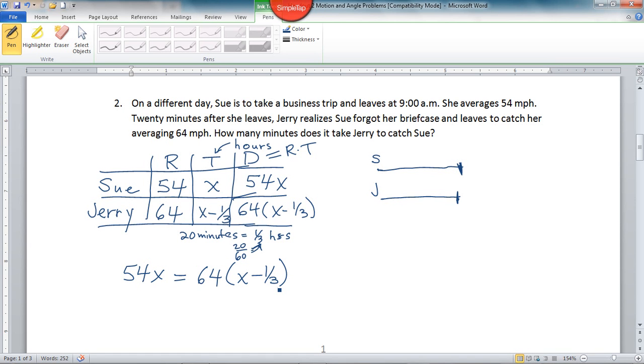So when I have a scenario where we want one person to catch another person, or one plane to catch another plane, or whatever, you set the two distances equal. Don't add them like we did in number 1. We're going to set them equal.